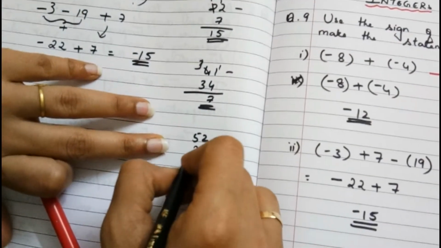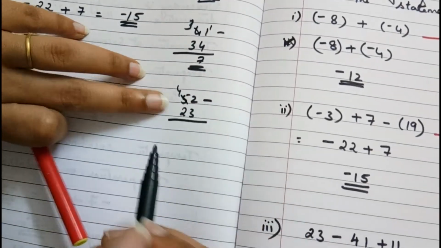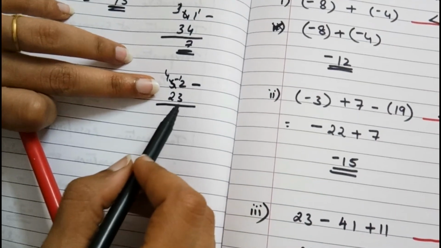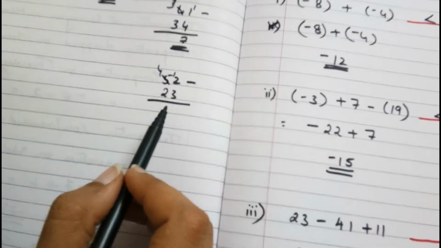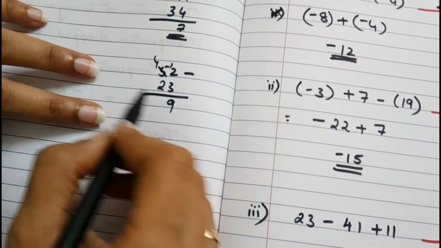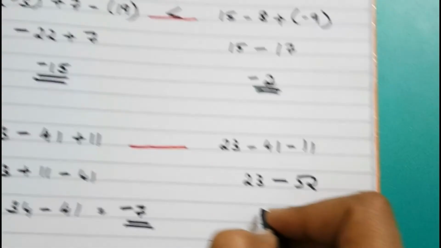52 and 23. Since 2 is smaller, we need to borrow. 5 becomes 4, 2 becomes 12 here, and 9, 10. Here it will be 9 and here it will be 2, which is 29.